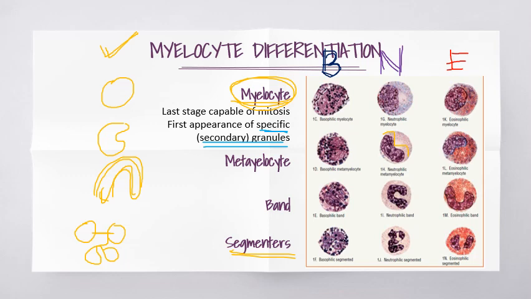So is everybody getting it so far? The stage of maturation will depend on the nucleus, while the identity of the granulocyte will depend on the granules in the cytoplasm. Okay, please don't forget that. That's how we identify white blood cells.